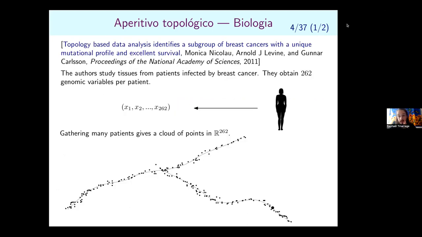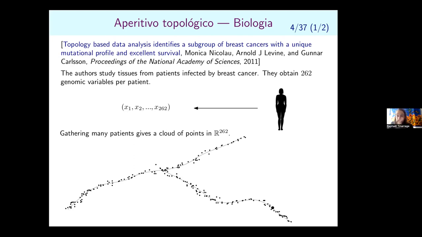A last example from medicine. So this is about breast cancer, a very complicated cancer with a lot of different types. It's not clear how we can categorize the different types of breast cancer. What they did here, kind of the same idea as the first example.